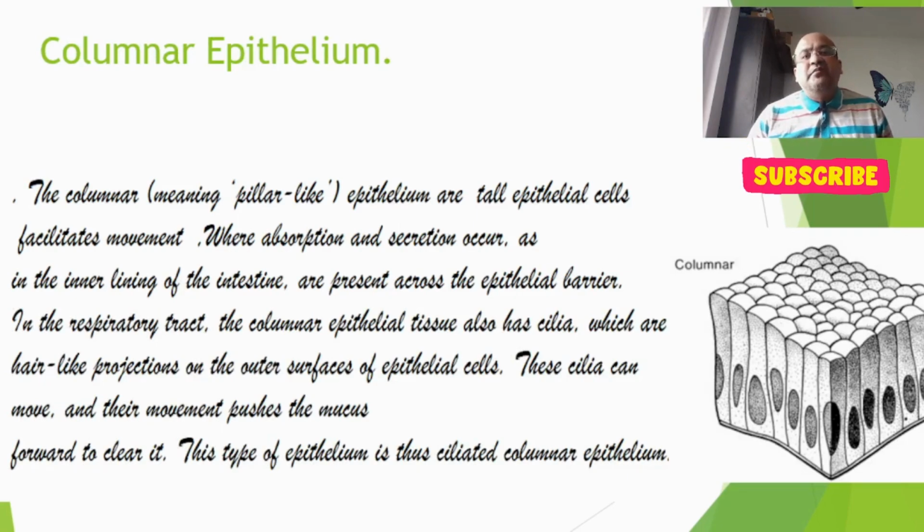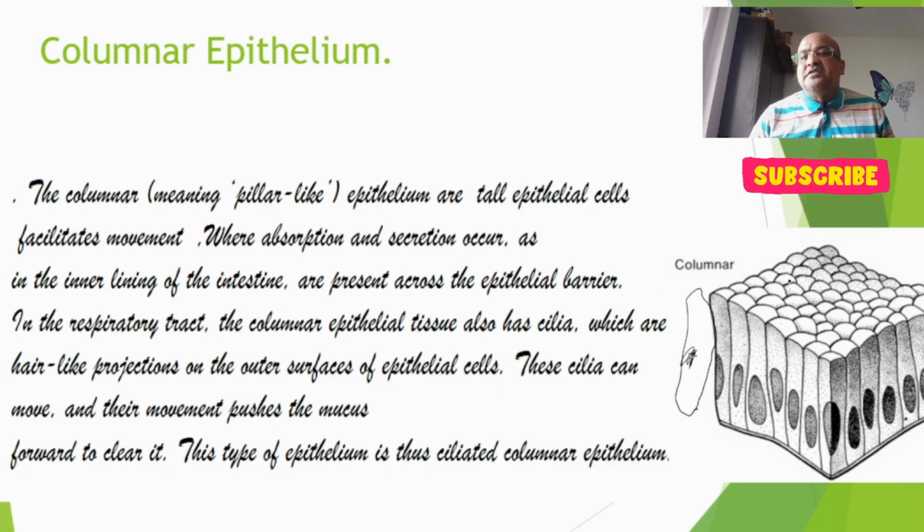Now let's see another type, which is the columnar epithelium. The simple meaning of columnar is pillar-like. See this, big pillar-like cells are there. These are tall epithelial cells, which allow the movement of material on them, whether it is absorption or secretion, which occurs in the inner lining of the intestine, across the epithelial barrier.